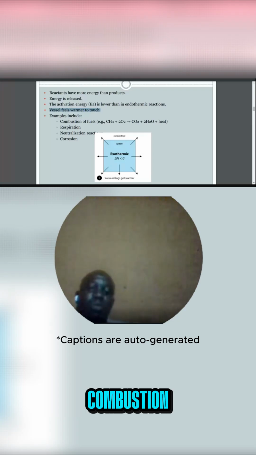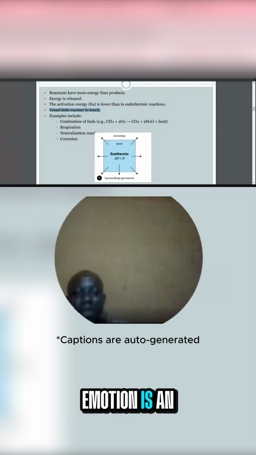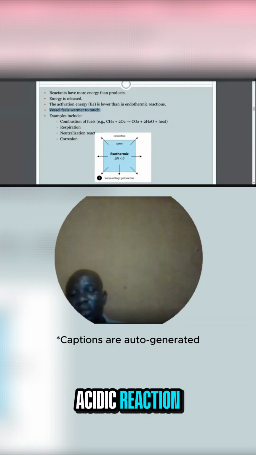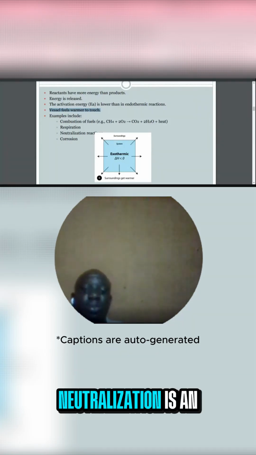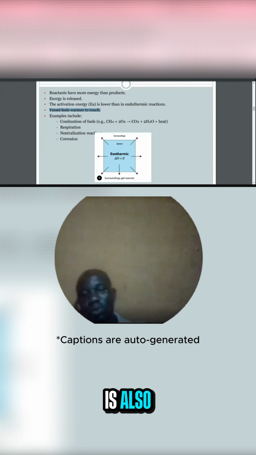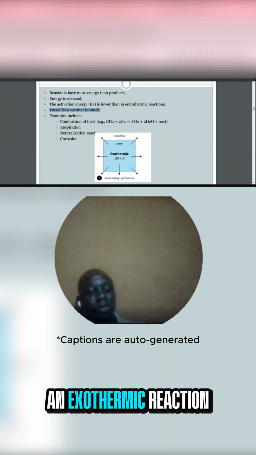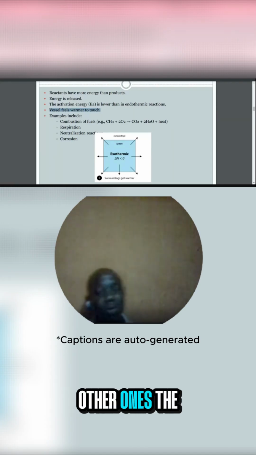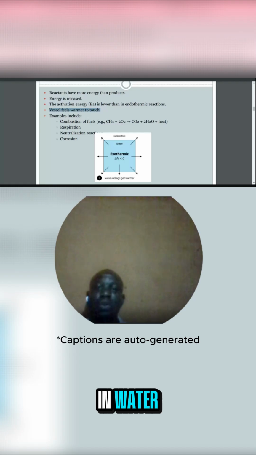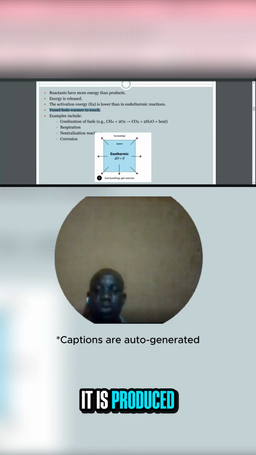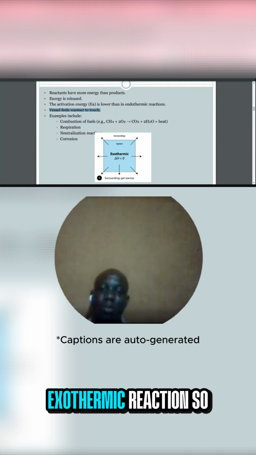So examples: combustion is an exothermic reaction. Respiration is an exothermic reaction. Neutralization is an exothermic reaction. Corrosion, I talked about corrosion before, so corrosion is also an exothermic reaction. So all this heat is released. We have some other ones. The solution of H2SO4 in water. If you add water to H2SO4, heat is produced. It's also an exothermic reaction.